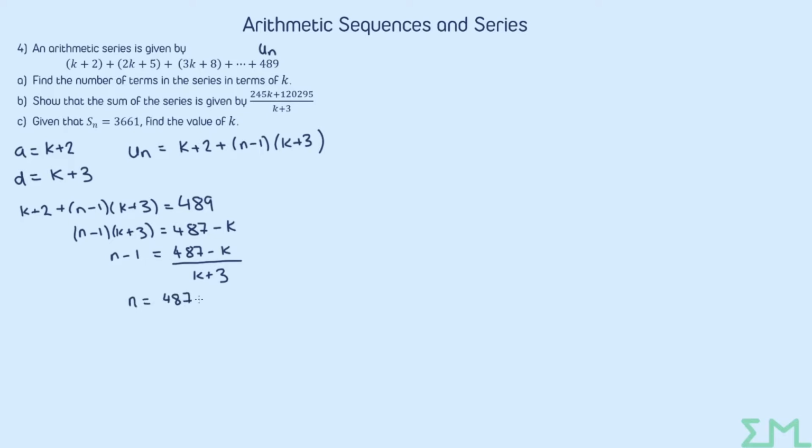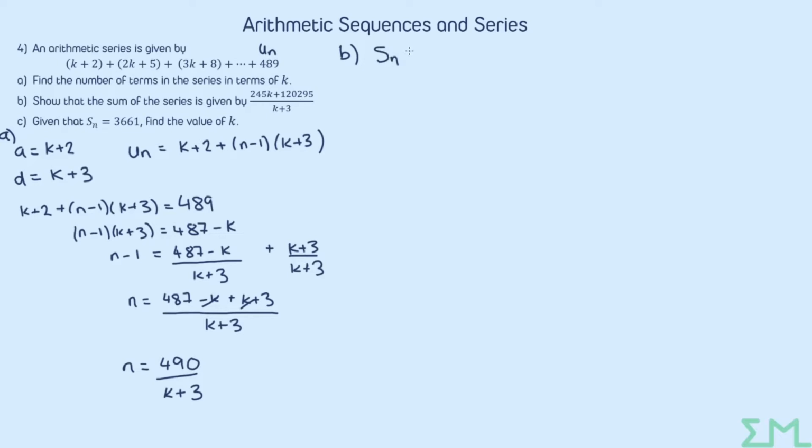Now I'm going to save myself some working here. If I was to plus 1 here, then I would have to actually plus k plus 3 over k plus 3 in order to put these fractions together into 1. So k plus 3 gets added onto the top over k plus 3, and then that tidied up would be 490, the k's cancel, over k plus 3. So that's how many terms we have in this series in terms of k. That's A. Part B. Show that the sum of the series is given by this interesting looking expression.